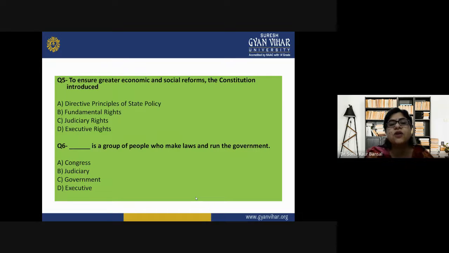Now, next: to ensure greater economic and social reforms, the Constitution introduced A. Directive Principles of State Policy, B. Fundamental Rights, C. Judiciary Rights, D. Executive Rights. Then question 6: a group of people who make laws and run the government. So it's about A. Congress, B. Judiciary, C. Government, D. Executive. So these are the important questions, students, that you must answer.